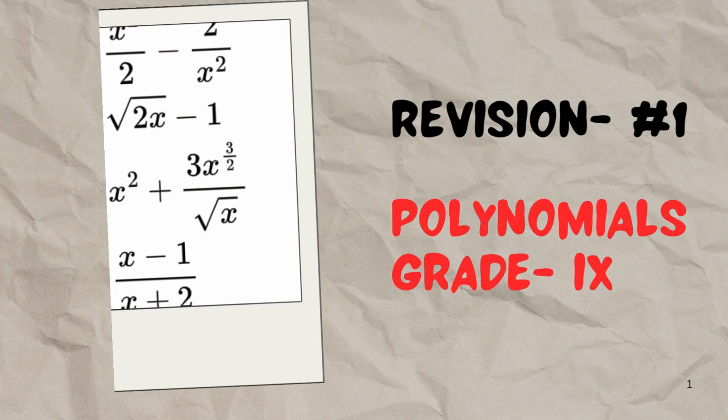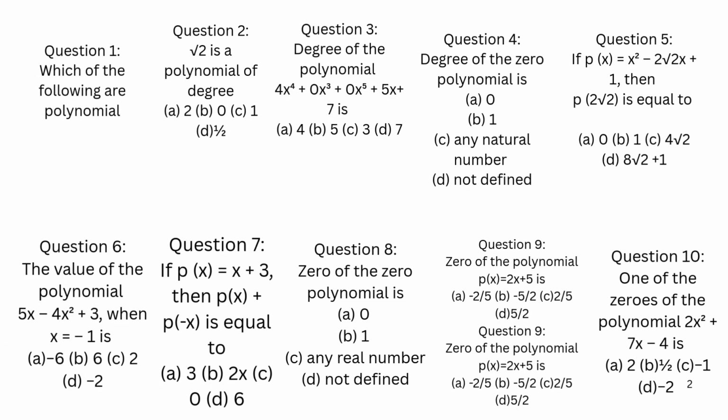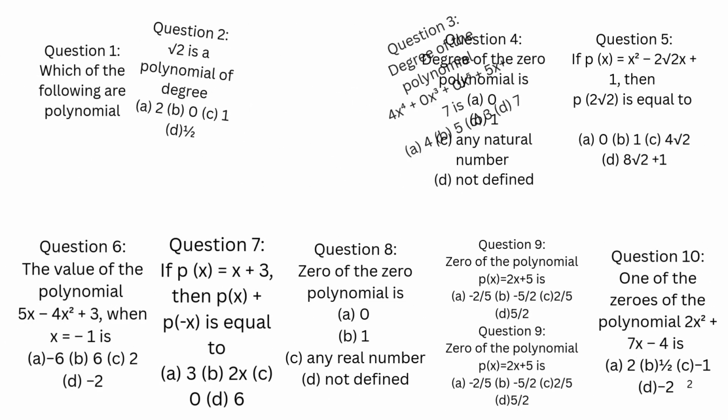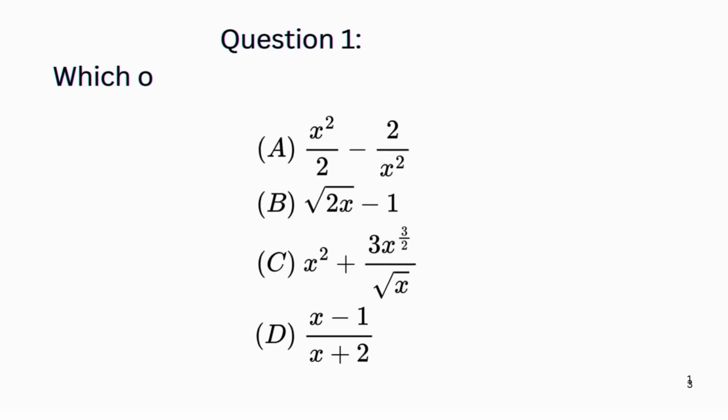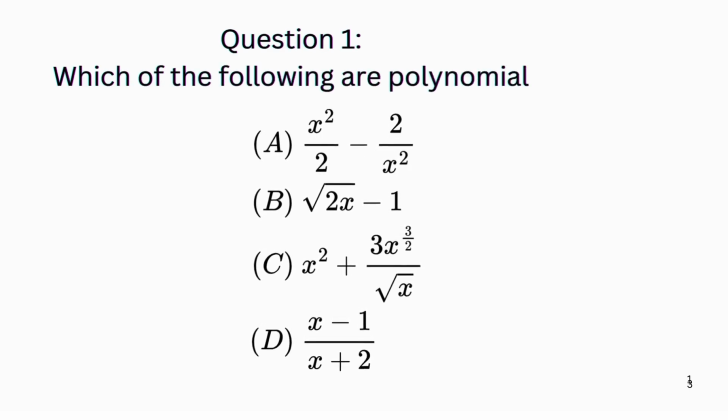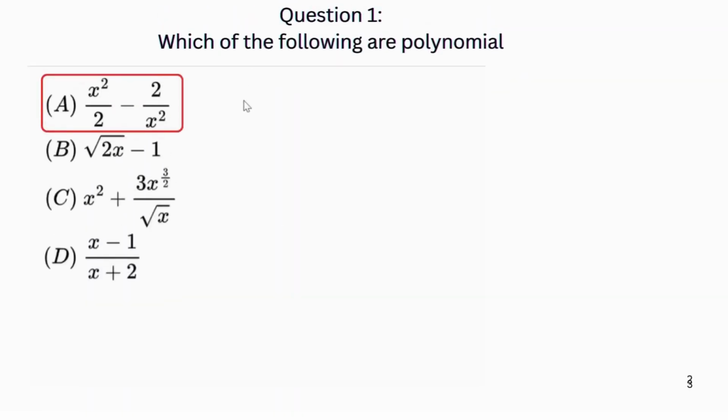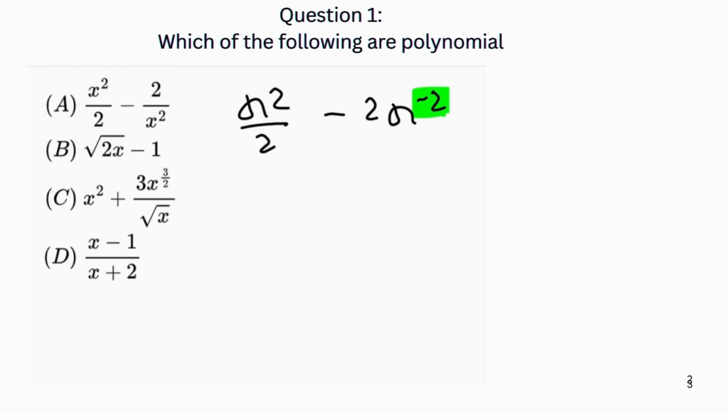In this video, we are going to do these questions from the chapter Polynomials class 9. Question 1. Which of the following are polynomials? The A part when written in the standard form is x square over 2 minus 2 times x raised to the power minus 2. So minus 2 is not a whole number, so therefore this expression is not a polynomial.